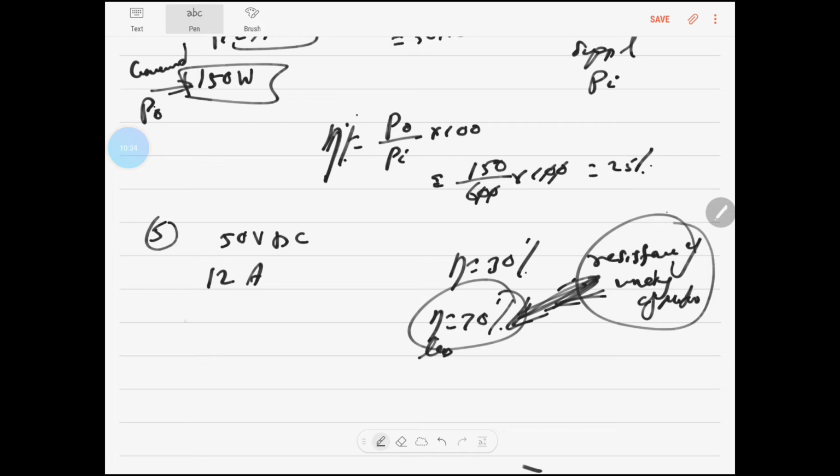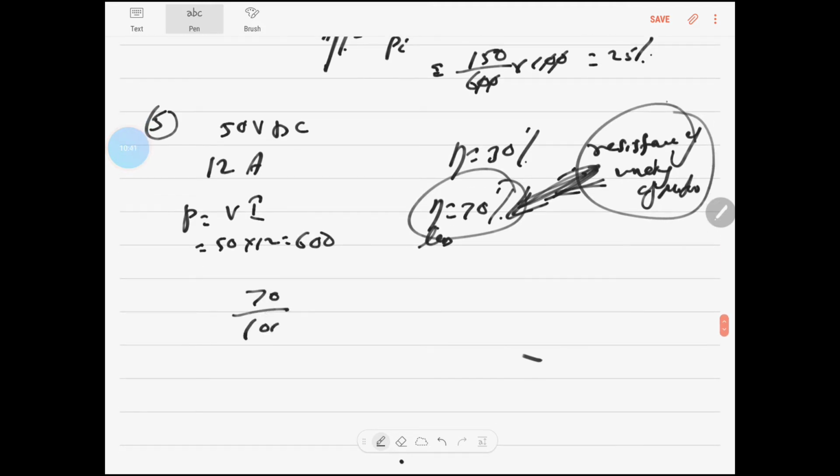So what is power here? Power is VI, which is 50 into 12, which is 600. And 70% of this 600 is 420 watts, which is what is going to be responsible. What is the power loss due to this resistance?